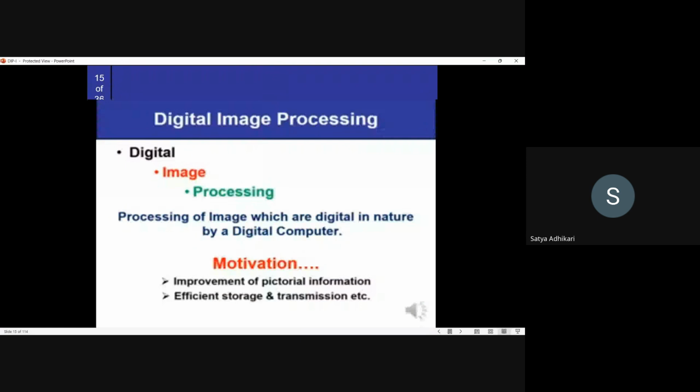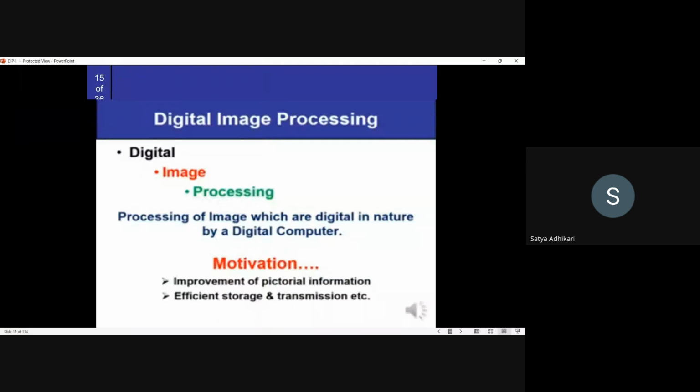Digital image processing. Let us discuss digital image processing. It is processing on images which are digital in nature by a digital computer. When we process an image, in the sense we may change its size, we may change its quality, we may change its pixel value, whatever it may be. So images that are digital in nature, processed in a digital computer, is called digital image processing.